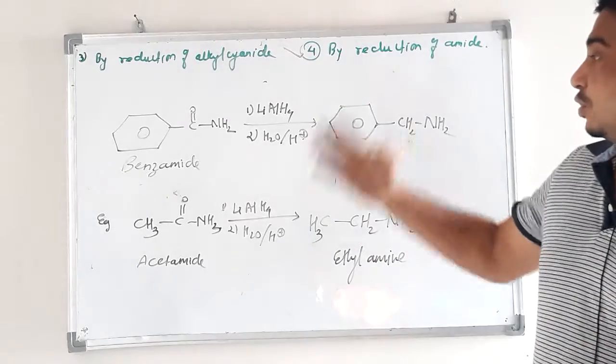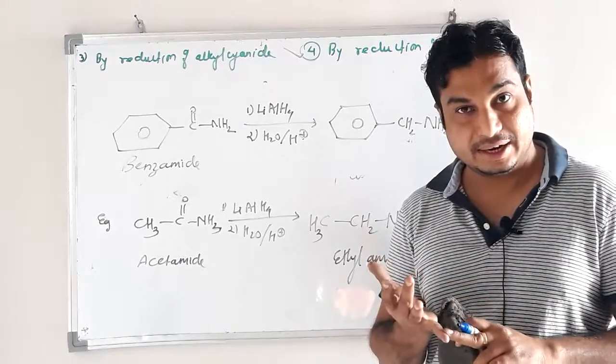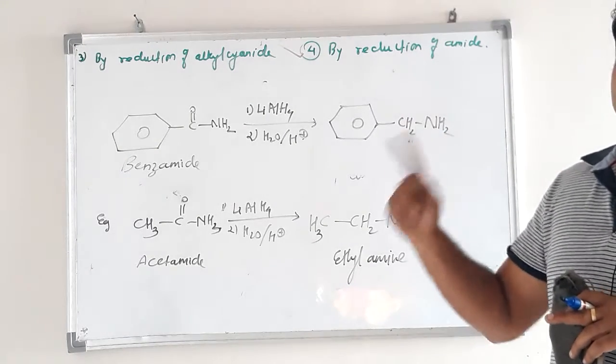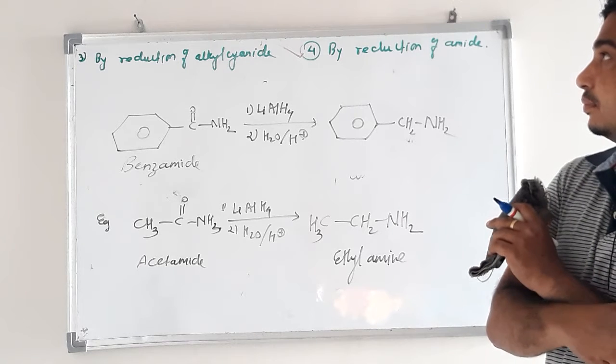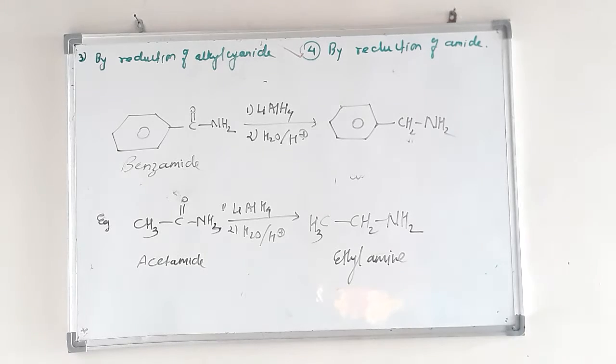Okay, so this is the fourth method for the preparation of primary amine. First from alkyl halide, second by reduction of nitro compound, third by reduction of alkyl cyanide, and fourth reduction of amide. And there is one more method to prepare primary amine. Okay, we will see it in the next class. Thank you very much.